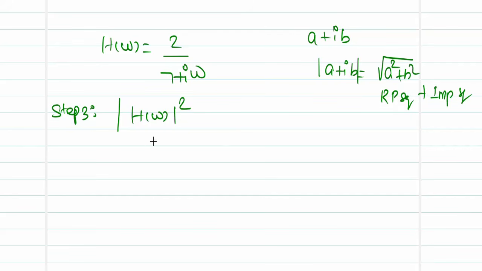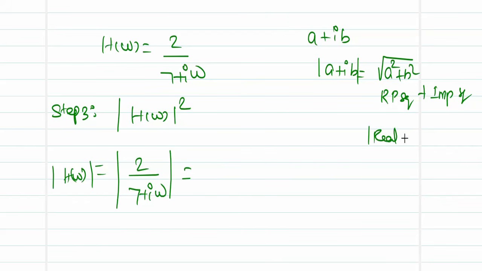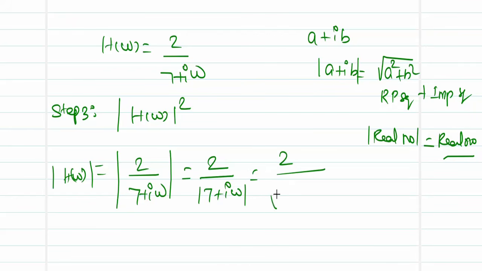So what will happen over here? I am going to take modulus of h of omega as 2 divided by 7 plus I omega. Modulus of a real number is going to be the same real number, so it becomes 2. And what about the denominator? It becomes modulus of 7 plus I omega, which is a complex number. So I will have root over real part square, 7 square, plus imaginary part square, which is omega square.